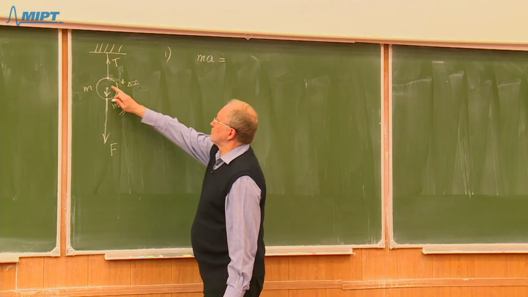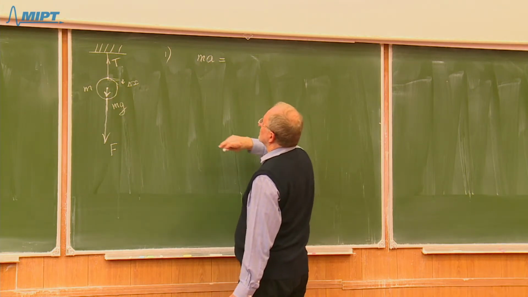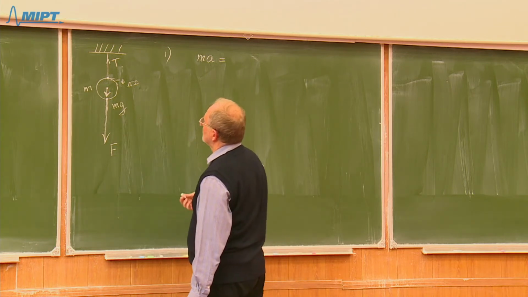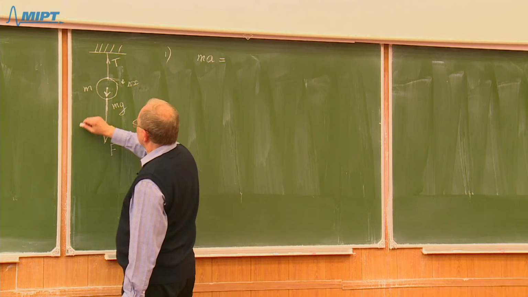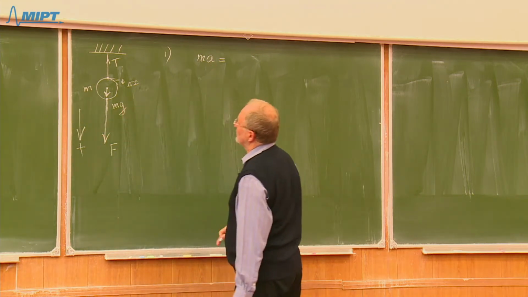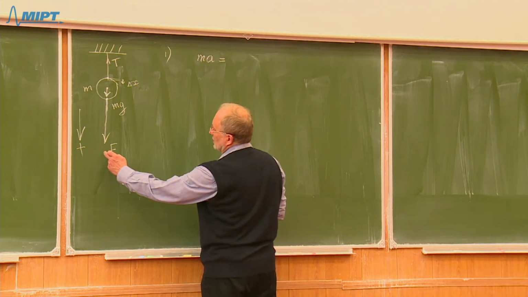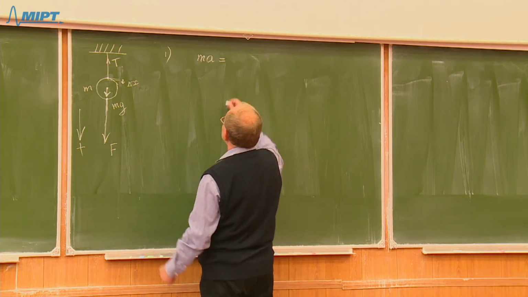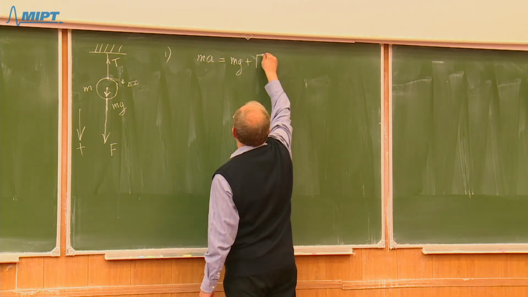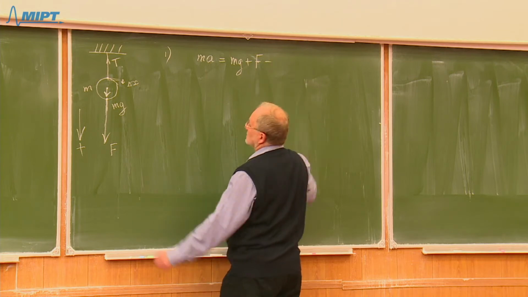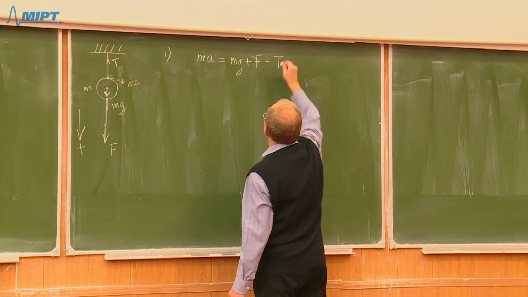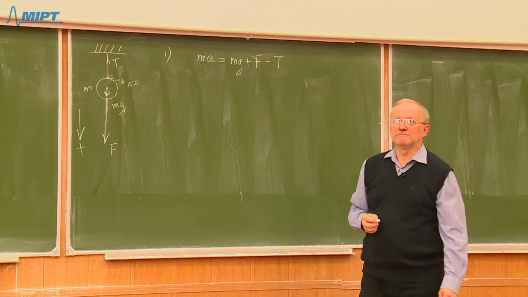So the mass of the ball m times its acceleration must be equal to the vector sum of all these forces. If I take this direction as positive and the acceleration will be positive, then all the forces directed downward will be positive, and that is mg plus F, and all the vectors directed upward in the opposite direction will be negative. So that will be force T.